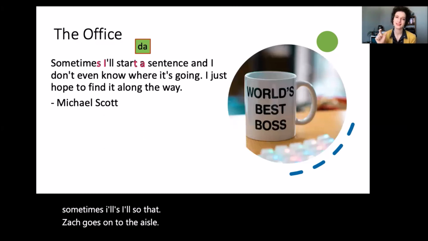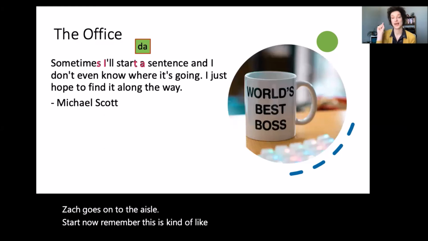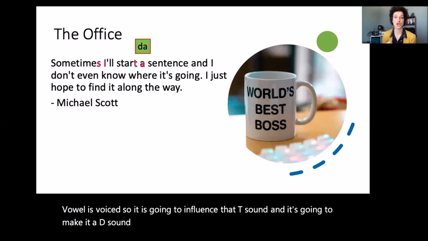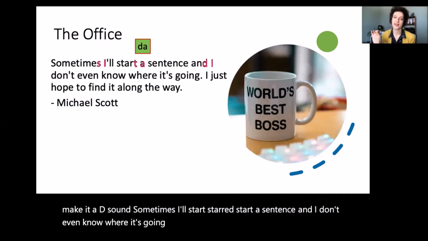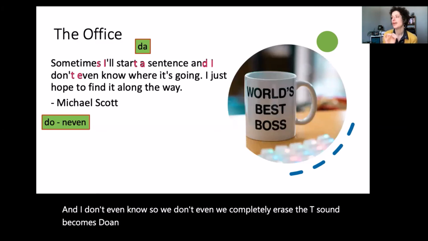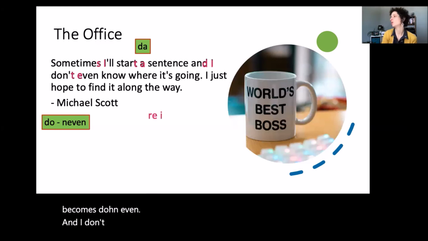So we have sometimes I'll, sometimes Zyle. So that Z goes onto the I'll. Starda. Now remember, this is kind of like our last example. That vowel is voiced. So it is going to influence that T sound and make it a D sound. Sometimes I'll start a sentence and I don't even know where it's going. And I don't even know. So with don't even, we completely erase the T sound. It becomes don't even.